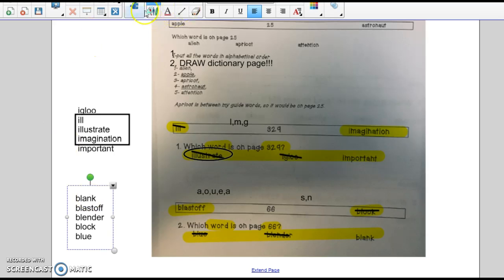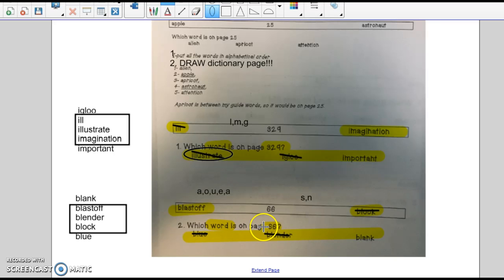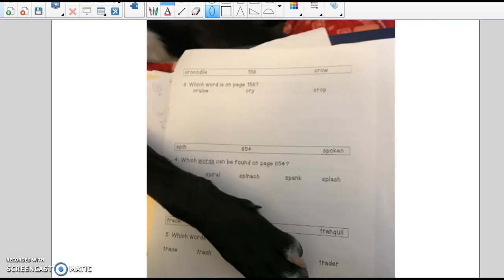All right, draw your dictionary page is step 2. Guide words are blast off and block. So what word goes on the page? Blender.